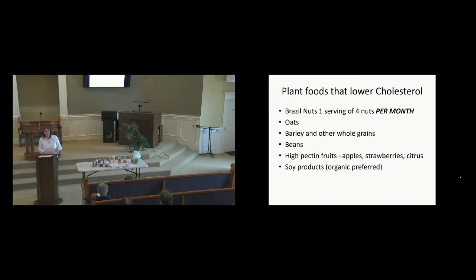Beans is its own category. Soy is its own category. These are soybeans that were roasted. So soy nuts, soybeans, you can make soy milk, you can make tofu, you can make tempeh. Tempeh was in that salad out there, the marinated tempeh. That's just fermented soybeans.